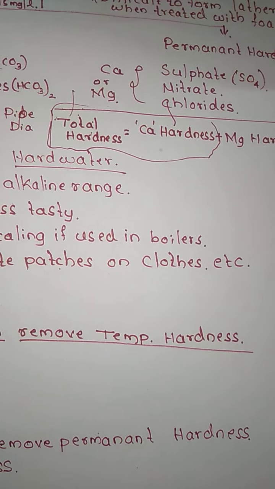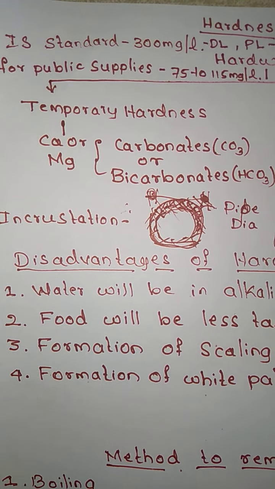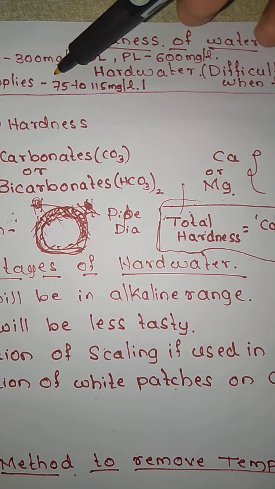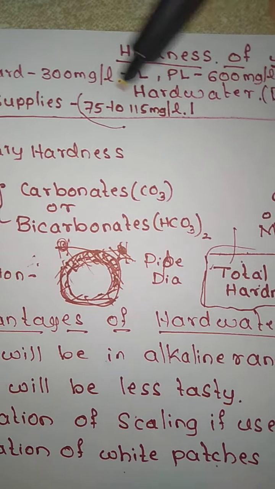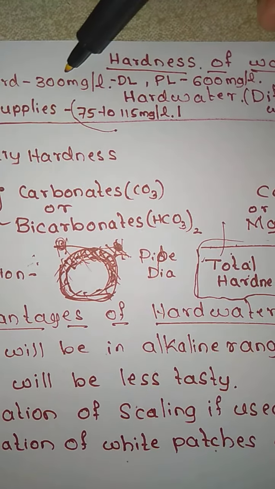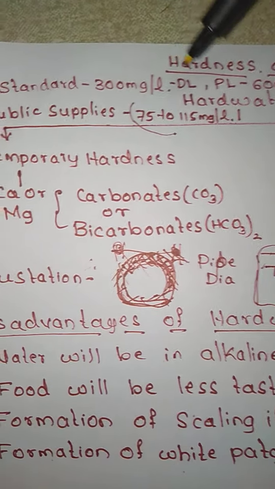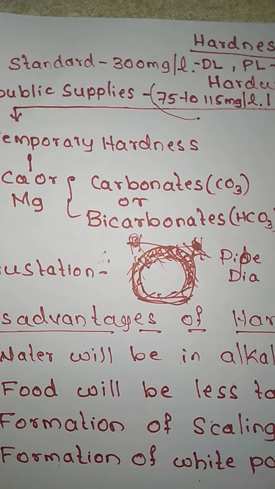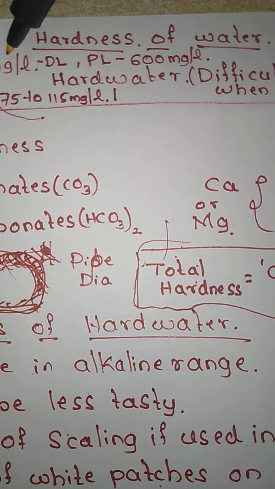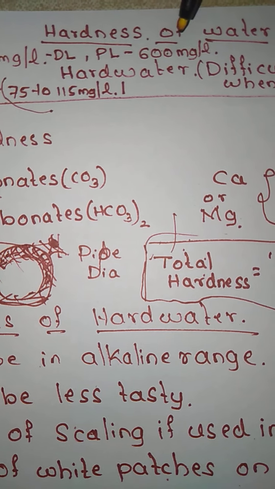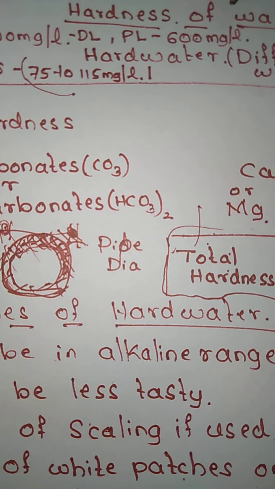Now our IS standards say that if you want to supply water for public supplies, it should have a hardness of around 75 to 115 mg per liter. It has also fixed the desirable limit. Your IS standards have fixed the desirable limit for hardness at 300 mg per liter, and the permissible limit at around 600 mg per liter. 300 mg per liter for the desirable limit, 600 mg per liter for the permissible limit. So this is the brief introduction regarding hardness.